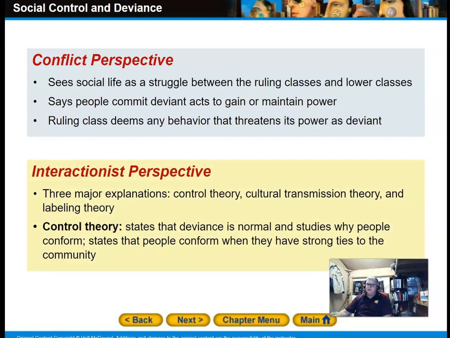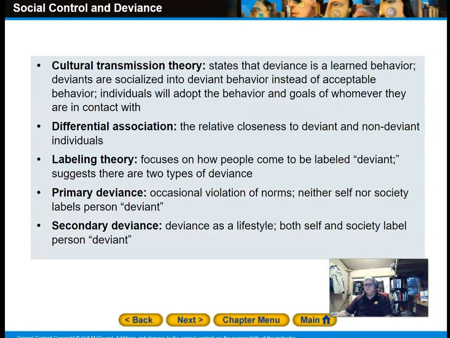Interactionist perspective. There are three major explanations: control theory, cultural transmission theory, and labeling theory. Control theory states that deviance is normal and studies why people conform. It states that people conform when they have strong ties to the community. Cultural transmission theory states that deviance is a learned behavior. Deviants are socialized into deviant behavior instead of acceptable behavior. Individuals will adopt the behavior and goals of whomever they are in contact with.